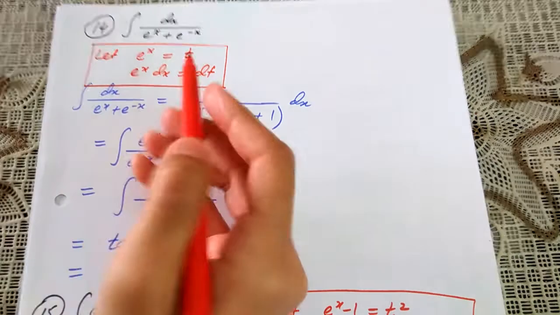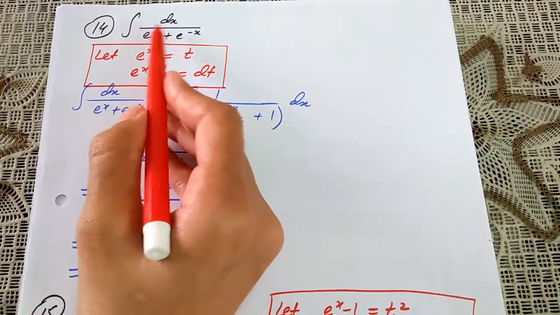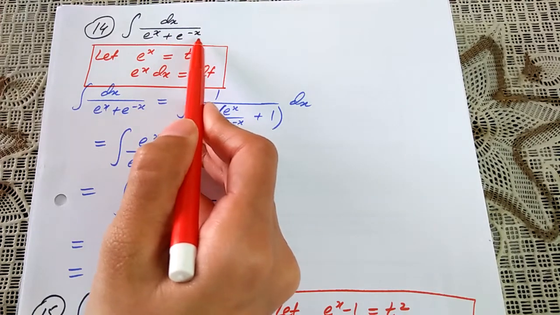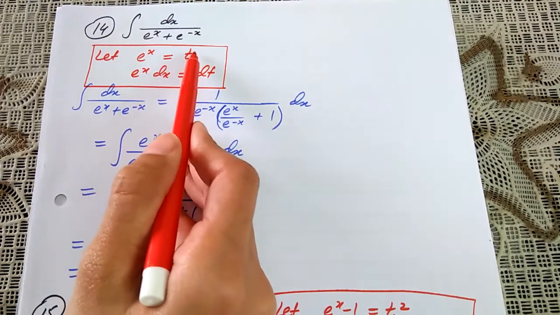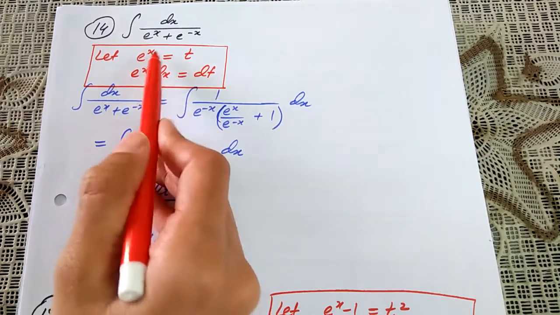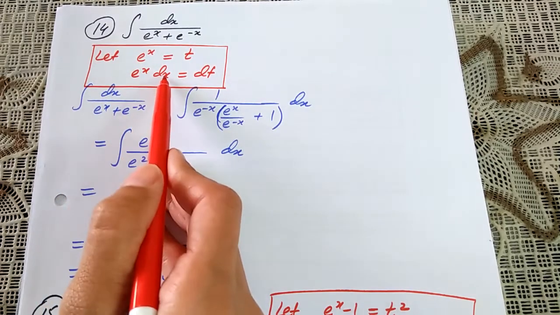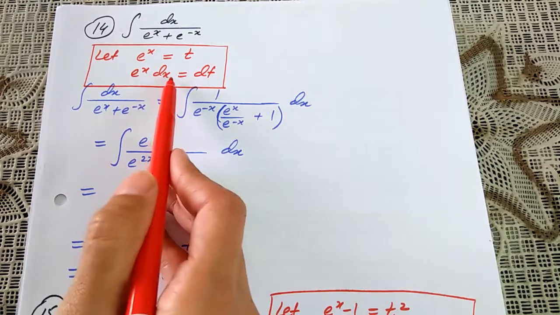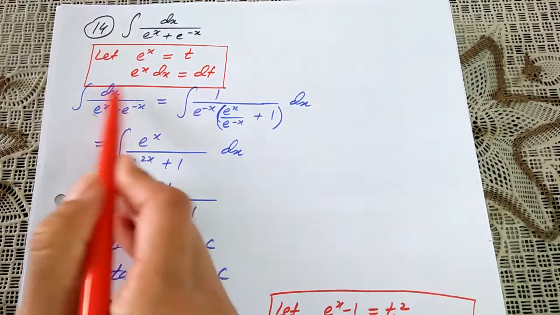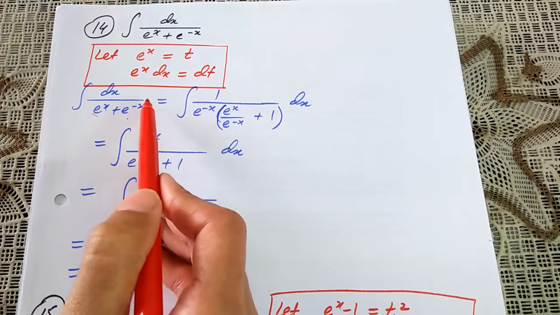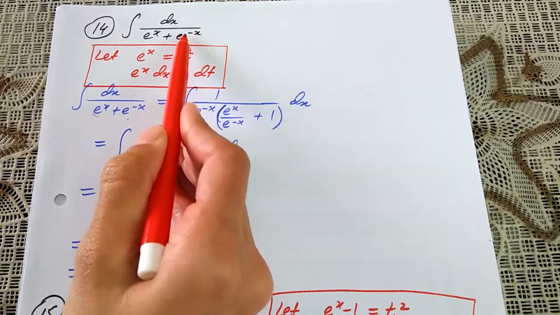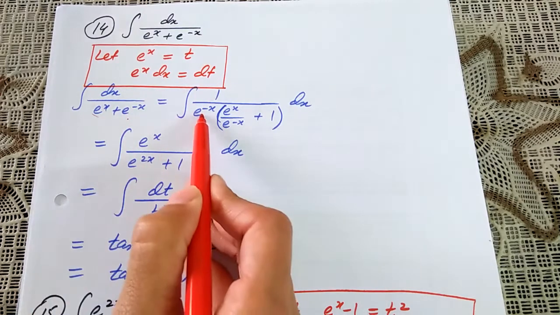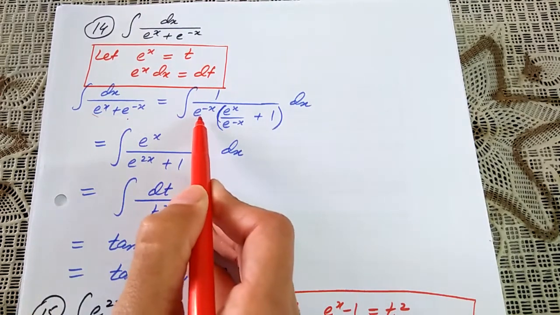Question number 14. Find the integration of dx over e raised to power x plus e raised to power minus x. I am just letting e raised to power x equal to t. Take the derivative, we will get e raised to power x dx equals dt. Now before replacing, I just need to simplify this function. I want to eliminate this negative sign from here. I am taking e raised to power minus x common from here.